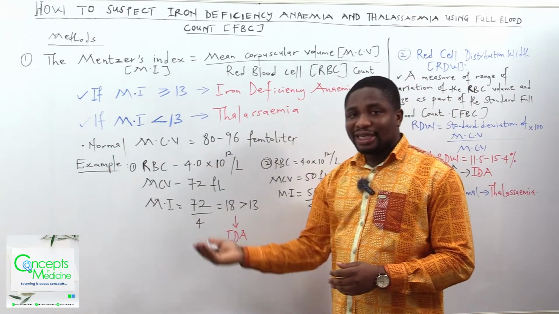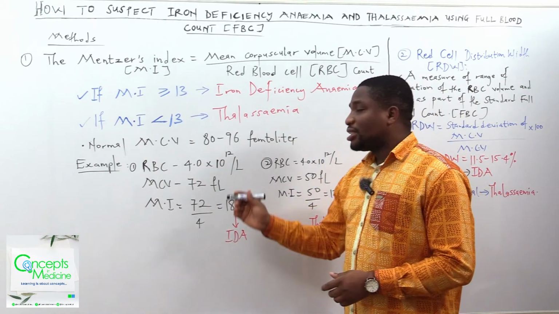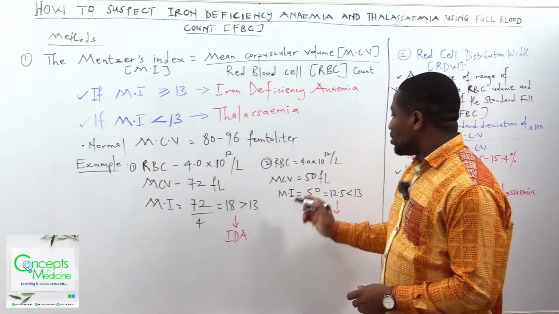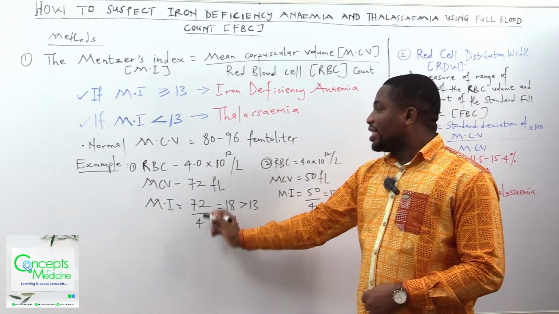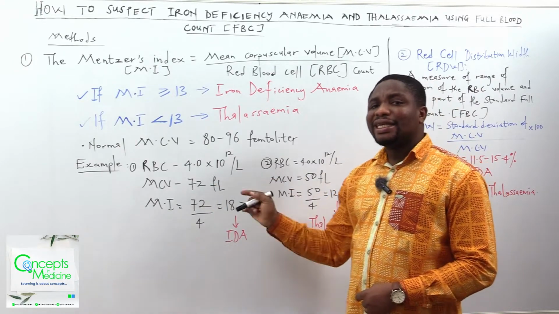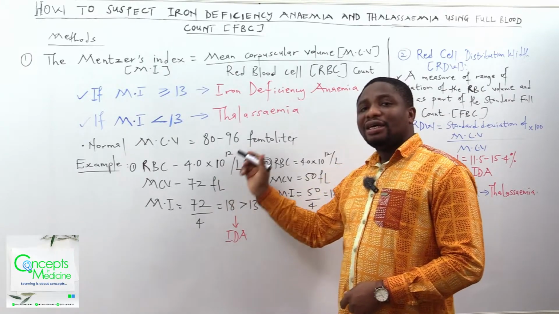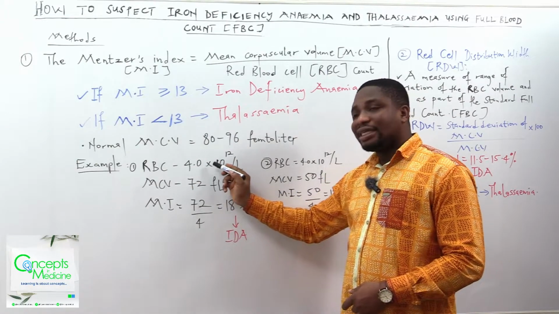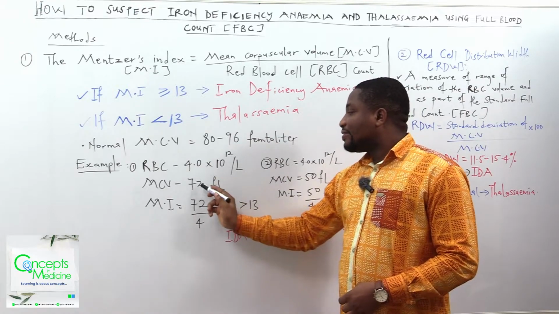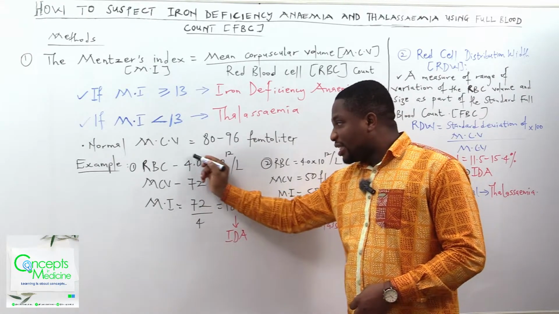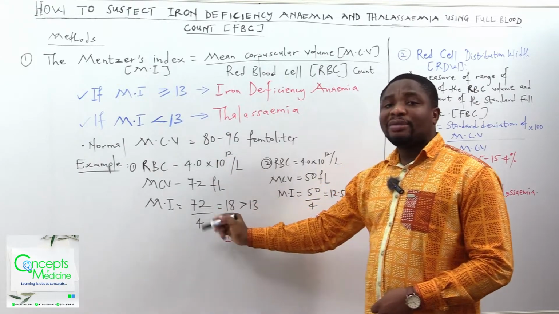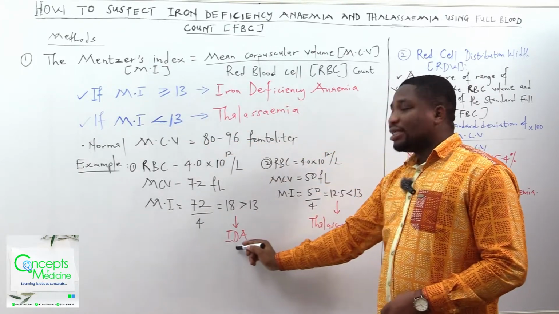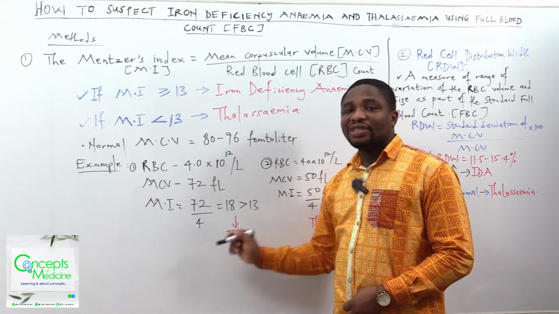So the first one, we use the Mentzer Index, as we have described earlier on, which is a ratio of the mean corpuscular volume over the red blood cell count. So with that, we have the mean corpuscular volume to be 72 divided by the red blood cell count. Note, in this scenario, we are not going to use the times 10 to the power 12. We are going to use the figure that is without the times 10 to the power 12. So we'll have 72 divided by 4. Only this number is what we are supposed to use. 72 divided by 4 gives us 18. And 18 is greater than the 13 threshold that we mentioned. Therefore, it is suspicious of iron deficiency anemia.